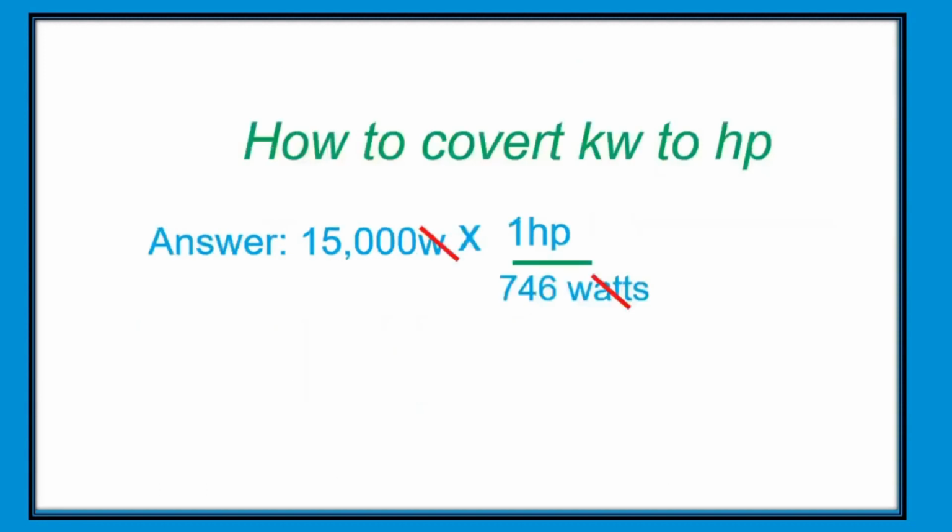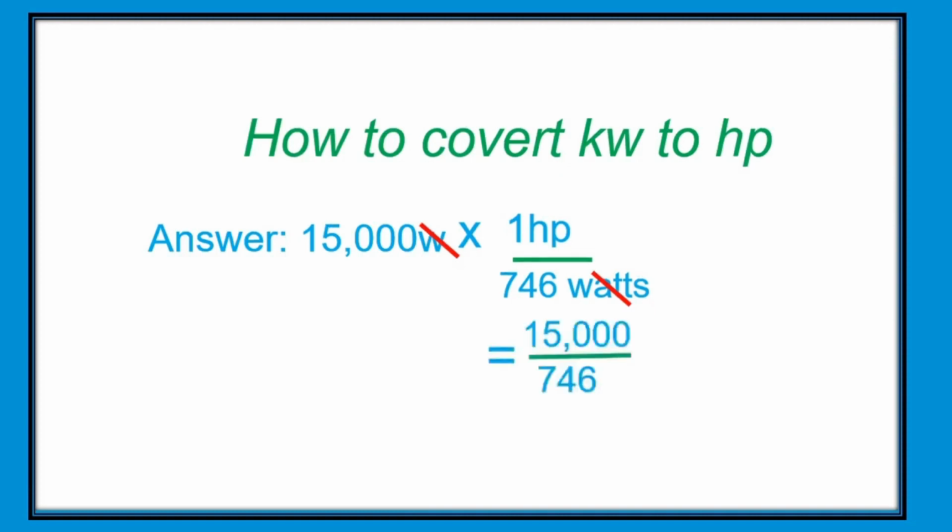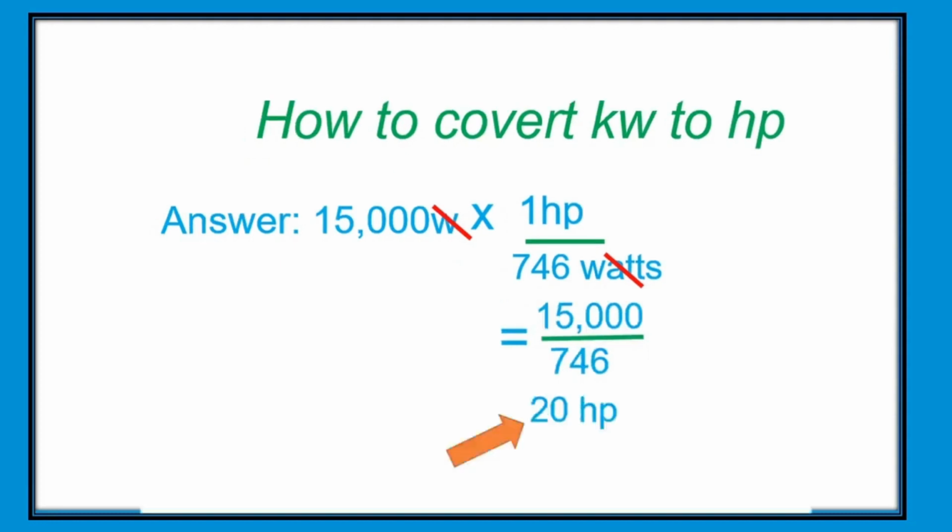Answer: 15,000 watts times 1 horsepower over 746 watts. We're going to cancel the watts, so it should be 15,000 divided by 746. 15,000 divided by 746 equals 20 horsepower.